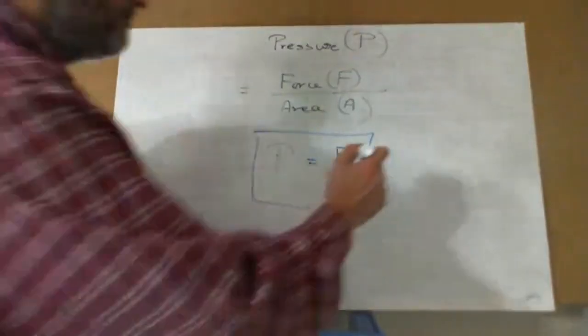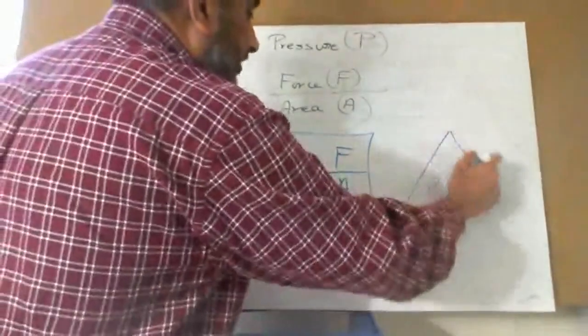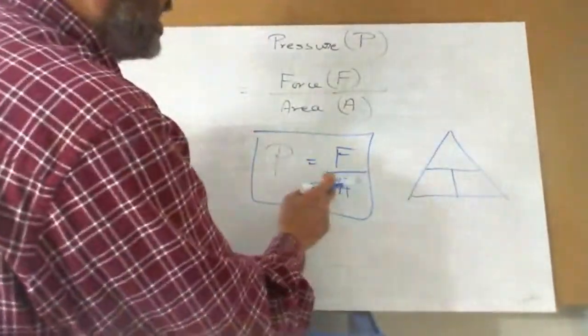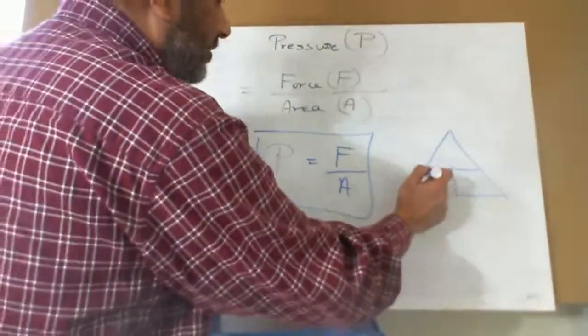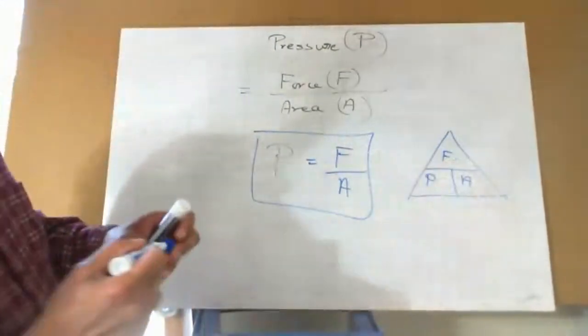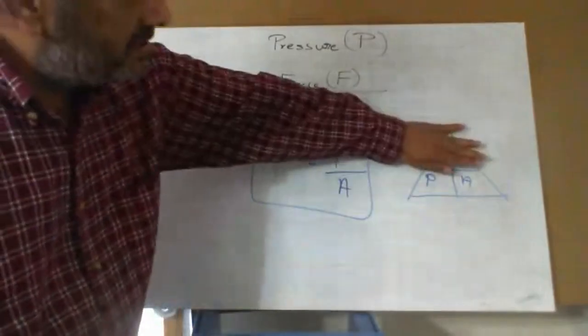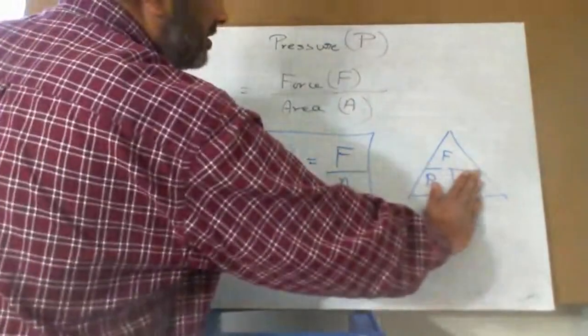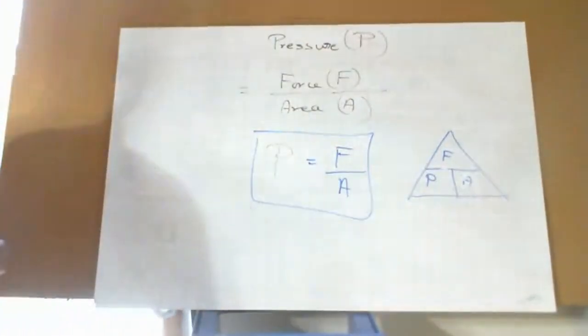And of course, if you're given the pressure and area, how do you find the force? Well, pressure is equal to force over area, so to find the force, it becomes pressure times the area. If I want to find the area, it becomes force divided by the pressure.